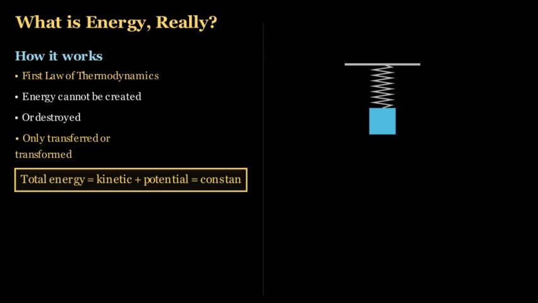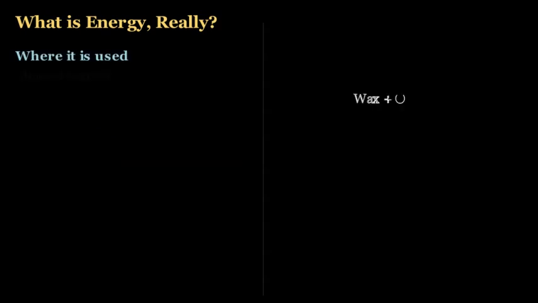In a perfect world with no friction, this back and forth would go on forever, with the total energy staying exactly the same. All chemical reactions are just rearrangements of energy.